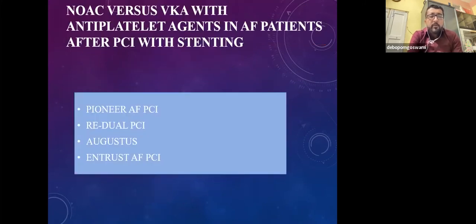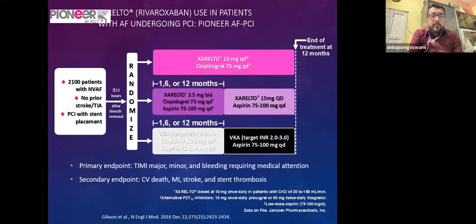Now, the newer trials which have come up are the PIONEER AF-PCI, the RE-DUAL PCI, AUGUSTUS, and the ENTRUST-AF PCI. Coming to the PIONEER AF-PCI trial. Next slide. Now, this was a trial which used rivaroxaban in patients with AF undergoing PCI. There were 2,100 patients with non-valvular AF.